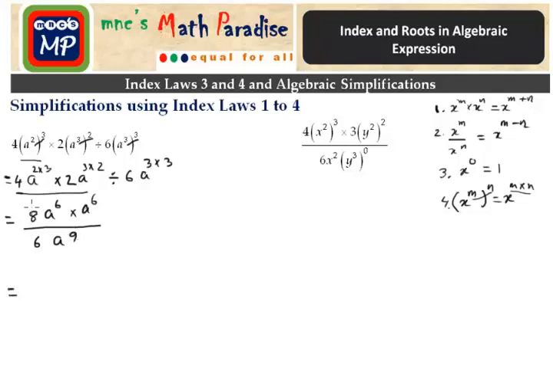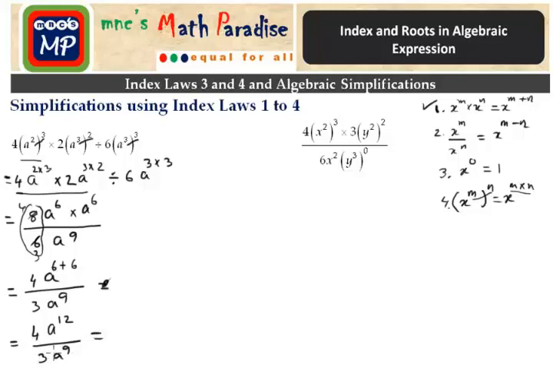Now if we simplify the numerical part, we will get 8 and 6, so 3 and 4. So we will get 4 a to the power 6 times a to the power 6. If we use index law 1, x^m times x^n, the base is the same, multiplication, so the powers are added. So a to the power 6 times a to the power 6, we will get a to the power 6 plus 6, divided by 3 is left here, and a to the power 9. So we can write 4 a to the power 12, 6 plus 6 is 12, divided by 3 a to the power 9.